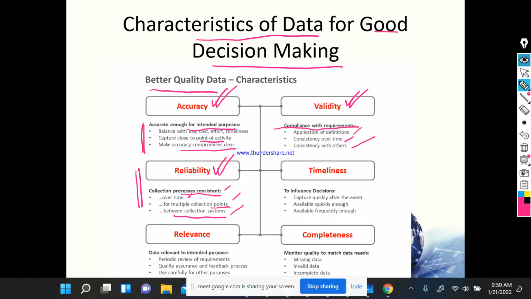Yes, please. Sir, I think reliable data means when I collect data from a source, it should be the same if I collect this data from another source. I think both of you answered very close. Yes, it never changes with time.